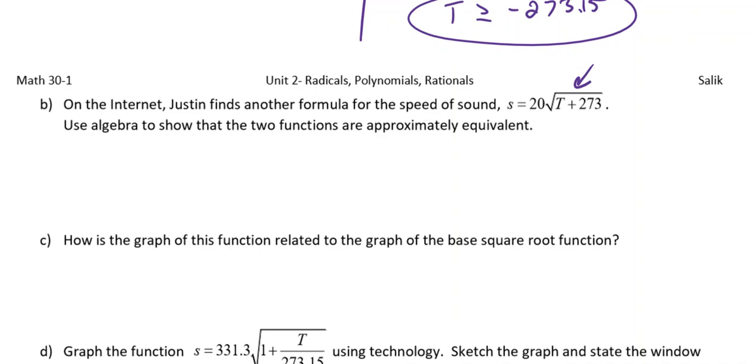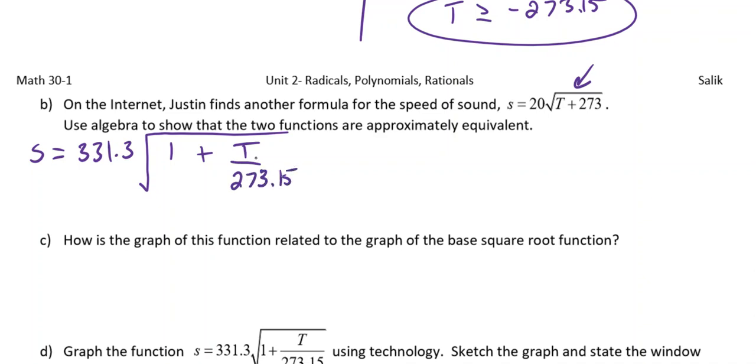All right. So on the internet, Justin finds another formula for the speed of sound, and it's written like this. So now it says use algebra to show that the two functions are approximately equivalent. So the last one and this one. If we started off with the other one, I'm just going to write it again. Let's write down S is equal to 331.3. And now I'm going to write a really big area for my square root for a second. And then it was 1 plus t over 273.15.